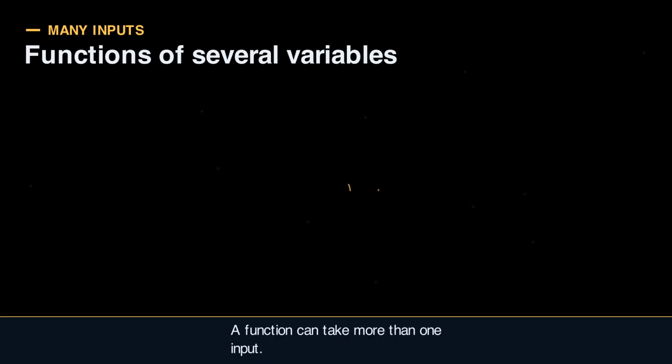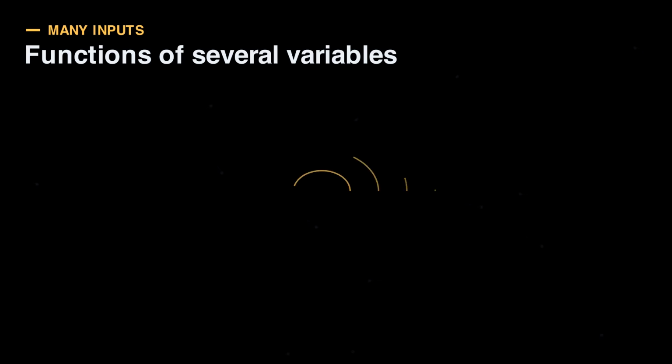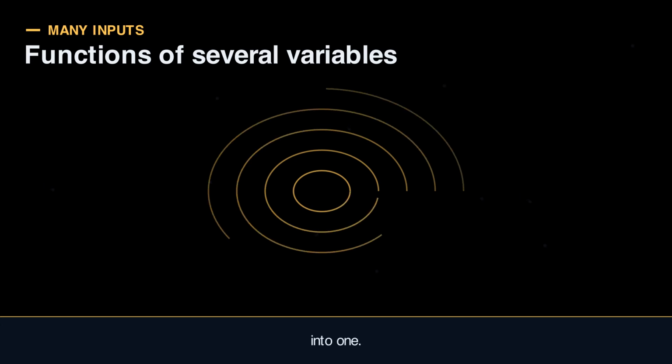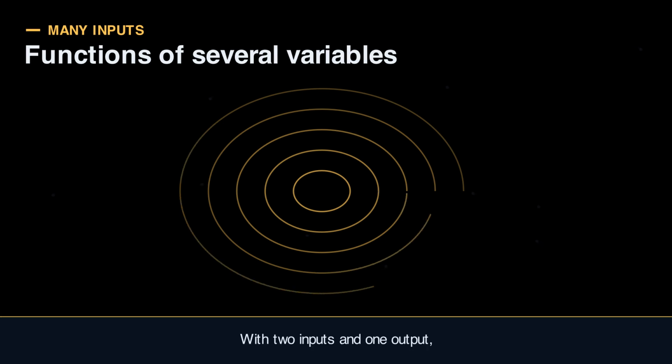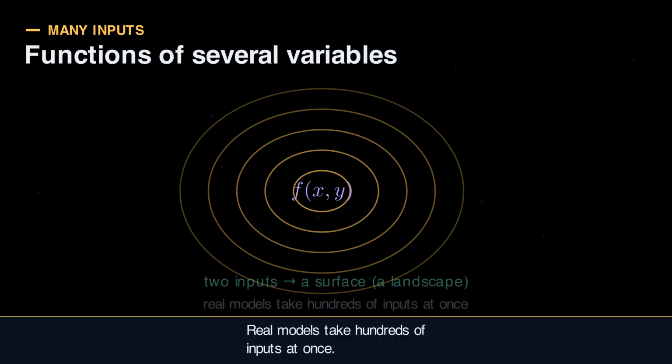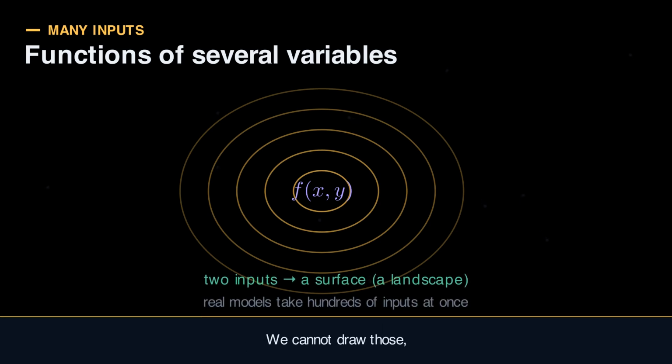One more step. A function can take more than one input. F of x and y might combine two numbers into one. With two inputs and one output, its graph is no longer a line, but a surface, like a landscape of hills and valleys. Real models take hundreds of inputs at once. We cannot draw those, but the idea is exactly the same.